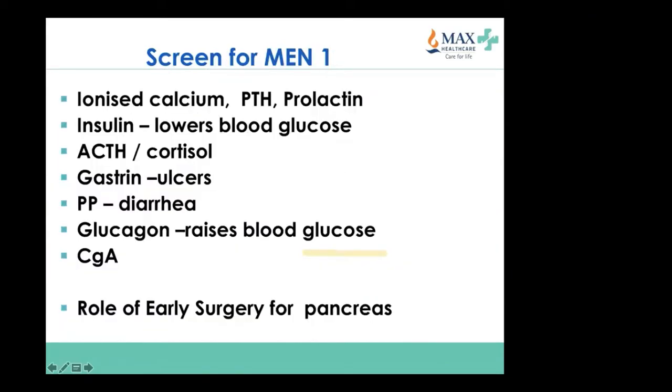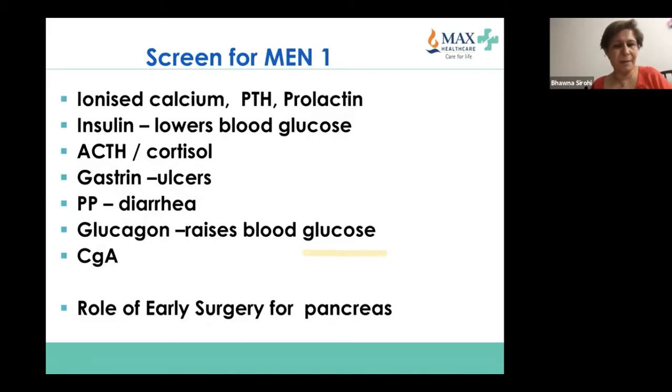Very briefly, just one slide on MEN, multiple endocrine neoplasia type 1. It's the 3 Ps: parathyroid, pituitary, and pancreas. So if you have a patient who has a family history, or presents with a pancreatic neuroendocrine tumor, I think it's very important to do a simple calcium level and blood glucose level, which will show you whether there is a possibility of another tumor as well. And then you can go down and do the other levels of tests.